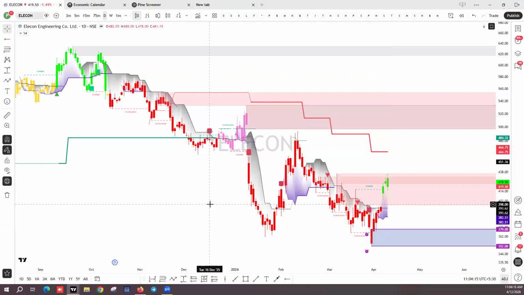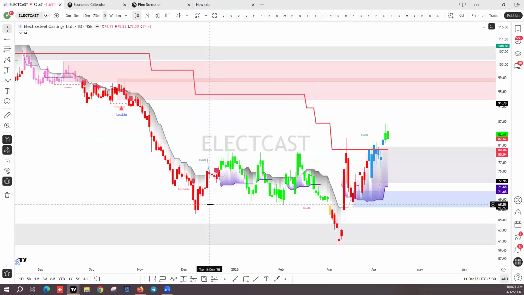And try to follow just 2 or 3 setups. Okay, don't take too many different types of setups. Just try to follow 2 or 3 setups. You'll do better.